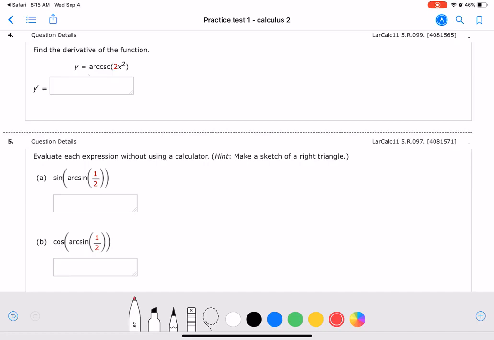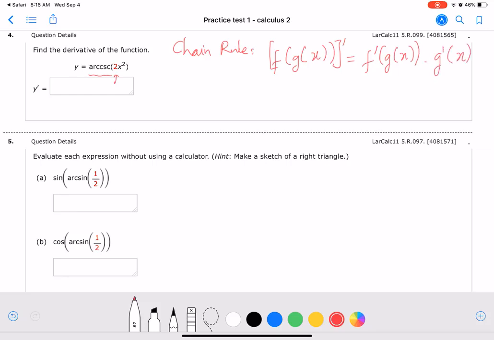Here you have two functions. The first function is arccosecant. The second function, the inside function, is 2x squared. That means we have to use the chain rule in this case, right? Let me remind you about the chain rule. The chain rule says if you want to differentiate f of g of x, you have to differentiate the outside function first, and then evaluate at the inside, and then multiply by the derivative of the inside.